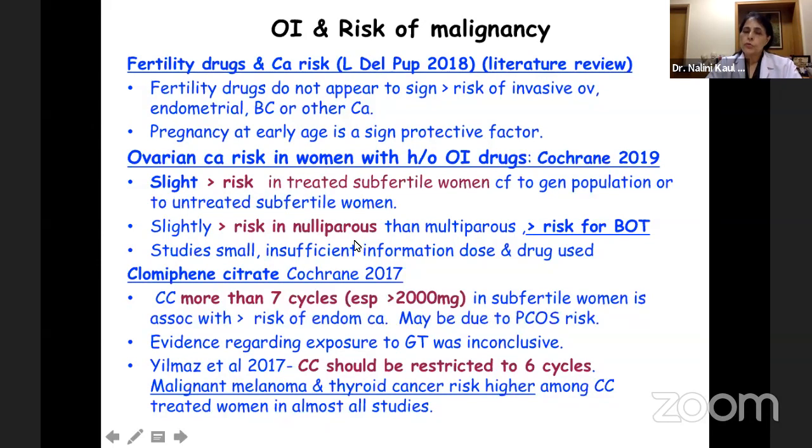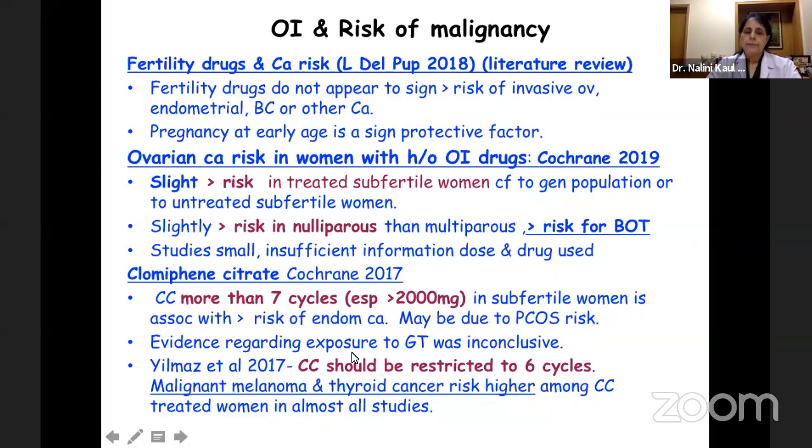The risk is also more in nulliparas, and the risk of borderline tumors is also more in these women. However, the studies are small, but we must bear this in mind, especially if there is a family history of ovarian cancer. You must be very careful about the number of times you stimulate that woman with ovulation induction drugs. Clomiphene citrate per se, more than 7 cycles in subfertile women, is associated with an increased risk of endometrial cancer. However, PCO patients as such run an inherent risk, so it's not very certain.